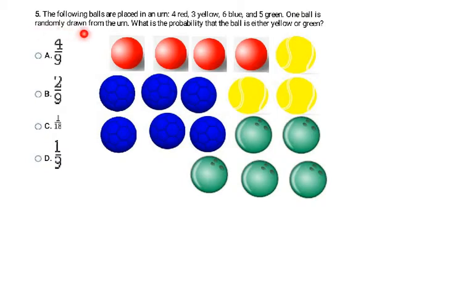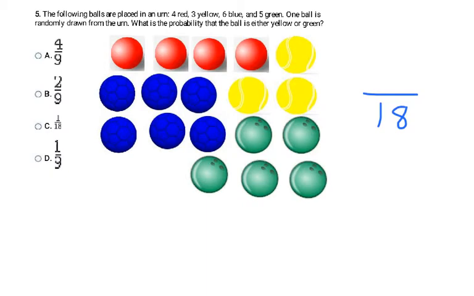1 ball is randomly drawn from the urn. What is the probability that the ball is either yellow or green? So first, I have to find my total number of balls. I have 4 plus 3 plus 6 plus 5. So I have 18 total balls in the urn.